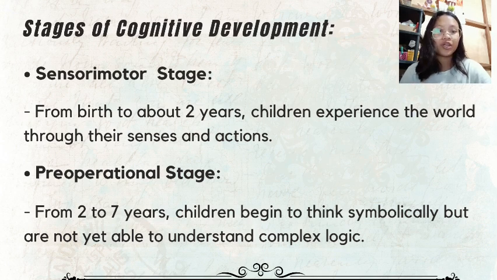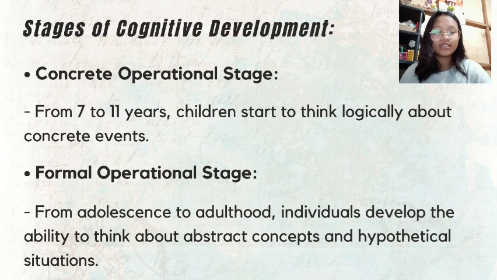The second stage is the pre-operational stage. From 2 to 7 years, children begin to think symbolically but are not yet able to understand complex logic. They engage in symbolic play and learn to manipulate symbols but do not yet understand concrete logic. Egocentrism, where a child views the world from their own perspective only, is particularly evident in this stage. So, for example, a child uses a banana as a pretend phone, showing imaginative play but struggles with understanding others' perspectives.